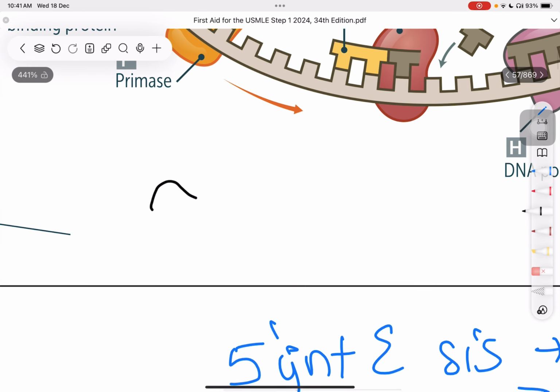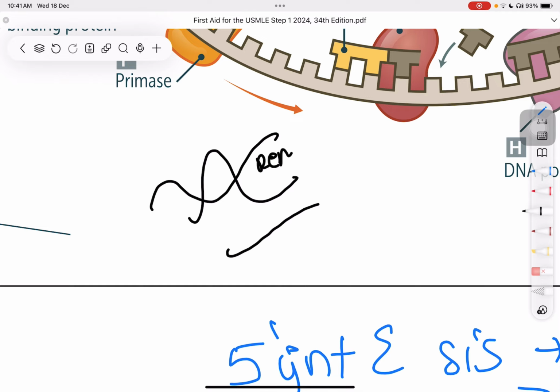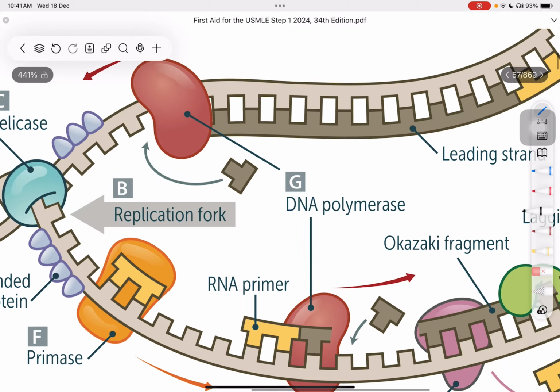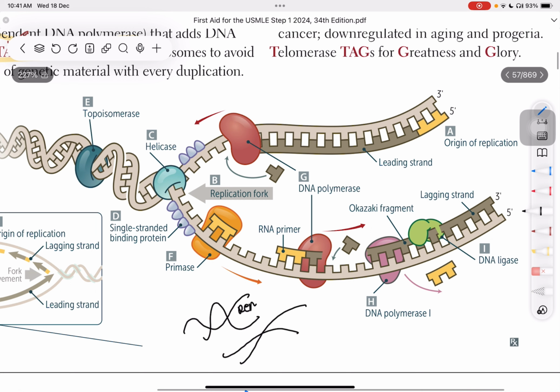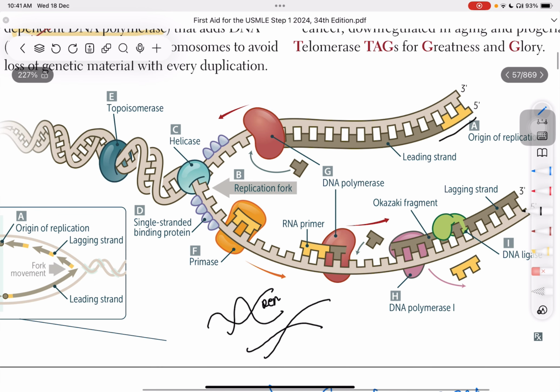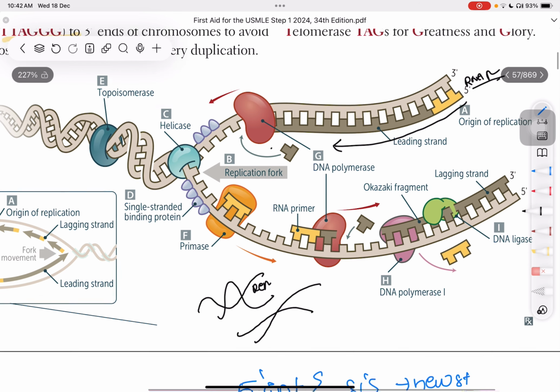Now if the DNA is forming a replication fork, I'll go to the diagram. See, since this is 5' to 3' synthesis, neatly and without any confusion, you have the RNA primer, and you have your DNA polymerase 3 synthesizing without any disturbance.